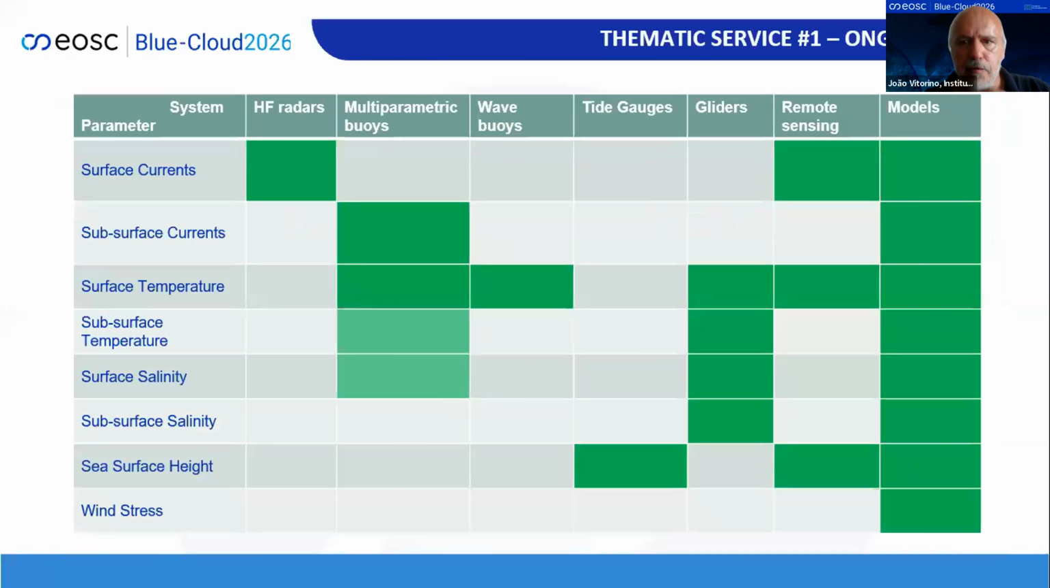To give you an idea, first focusing specifically on thematic service one, the one on transboundary transport processes and connectivity. The work being developed is focusing on a number of parameters that I put here: surface currents, subsurface currents, surface temperature, subsurface temperature, salinity, and also sea surface height and wind stress. These are the basic parameters that we are dealing with in this phase of the implementation of this thematic service.